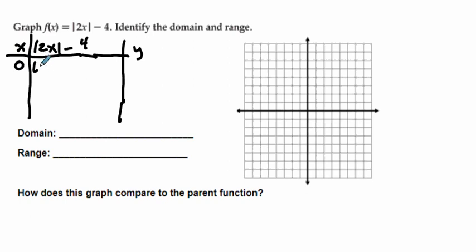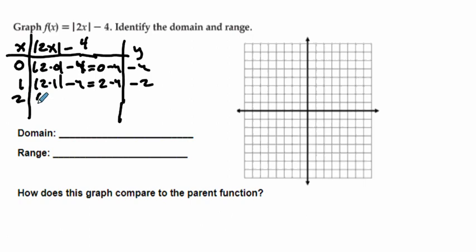All right, I like 0. 2 times 0 minus 4: 2 times 0 is 0, the absolute value is 0, so it's 0 minus 4, which is negative 4. If I put 1 in, we have 2 times 1, which is 2, minus 4, which is negative 2. We put 2 in, 2 times 2 is 4, minus 4 is 0. And then if I did 3, we're just going to carry this out a little more, 6, right? It becomes 6 minus 4, which is 2.